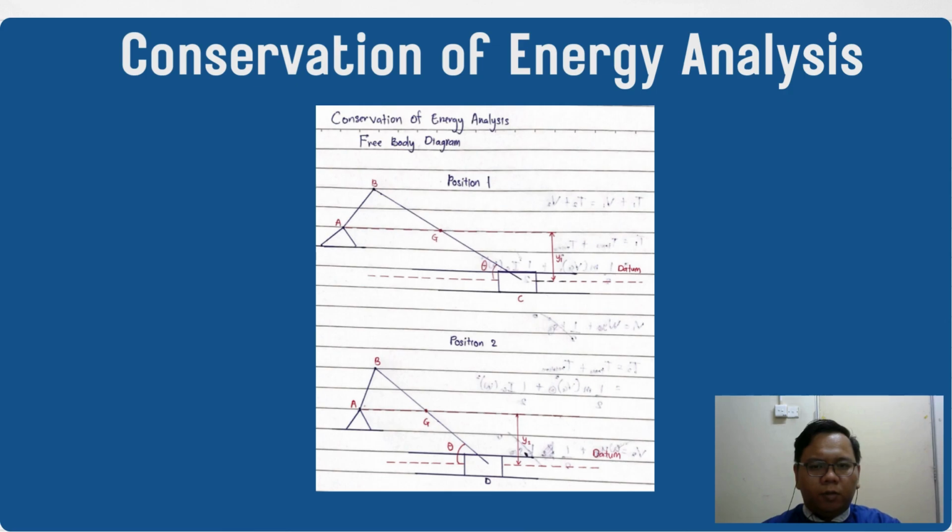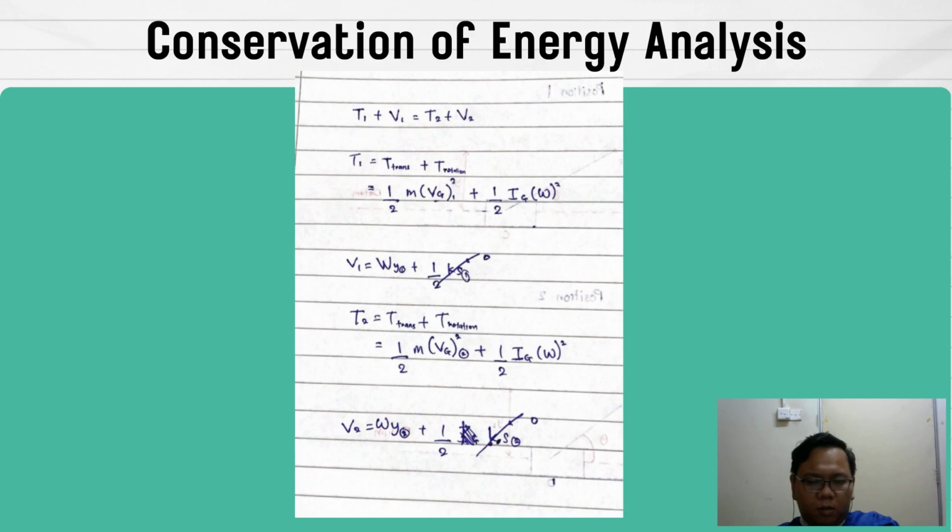For the conservation of energy analysis, here is the free body diagram for the movement of the slider C moving from point E to point D. Position 1 is to find the position for point D. Next, position 2 is to find the position for point E. The calculation for conservation of energy analysis is T1 plus V1 equals T2 plus V2.